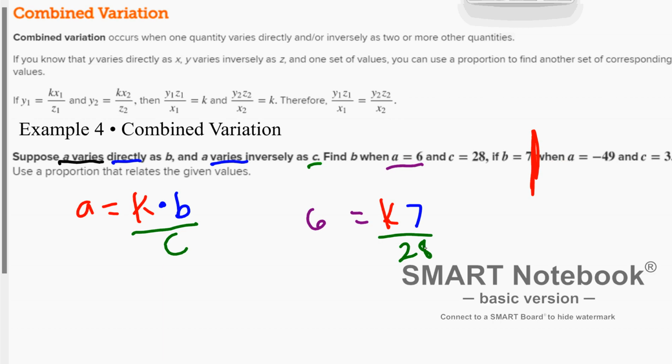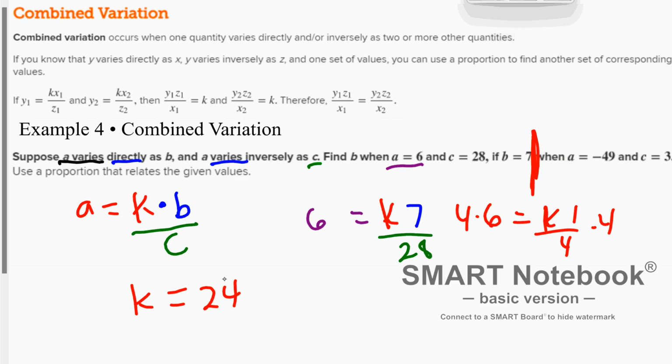I can either reduce that or multiply across. I'm going to reduce that because I know it off the top of my head. I don't know 6 times 28, but you could multiply 6 times 28, multiplying both sides by 28. But since I know that 7 goes into 28, I'm going to reduce this to 1 over 4. Now I can multiply both sides by 4, and I do know what 4 times 6 is. So K equals 24.